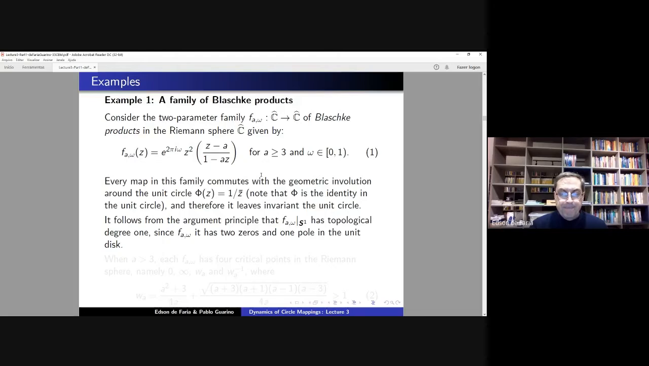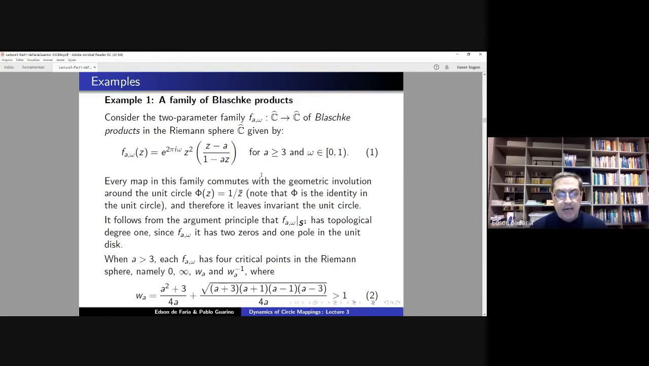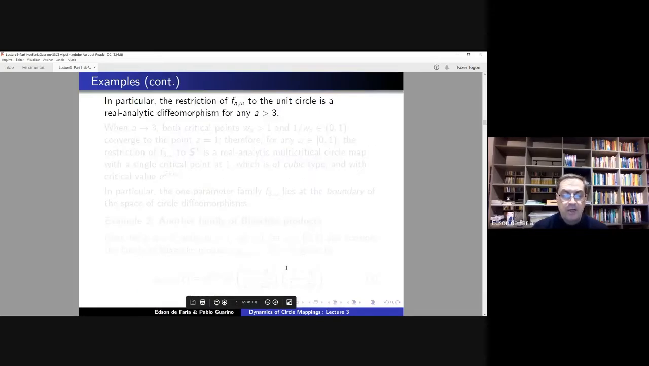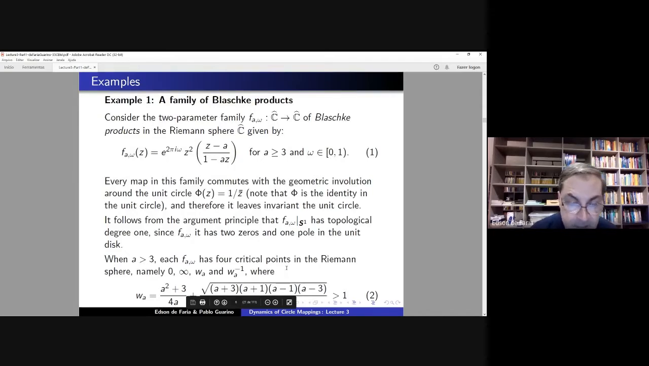So if A is greater than 3, then these maps f sub a omega have 4 critical points on the Riemann sphere. 2 of them are always 0 and infinity. It's easy to see. And the other 2 are, of course, symmetric about the circle, and they both lie on the real line, and they're given by these expressions that you can see here at the bottom. I hope you can actually see them, sorry. But anyway, there's some expression involving square roots and so on, giving you these numbers.